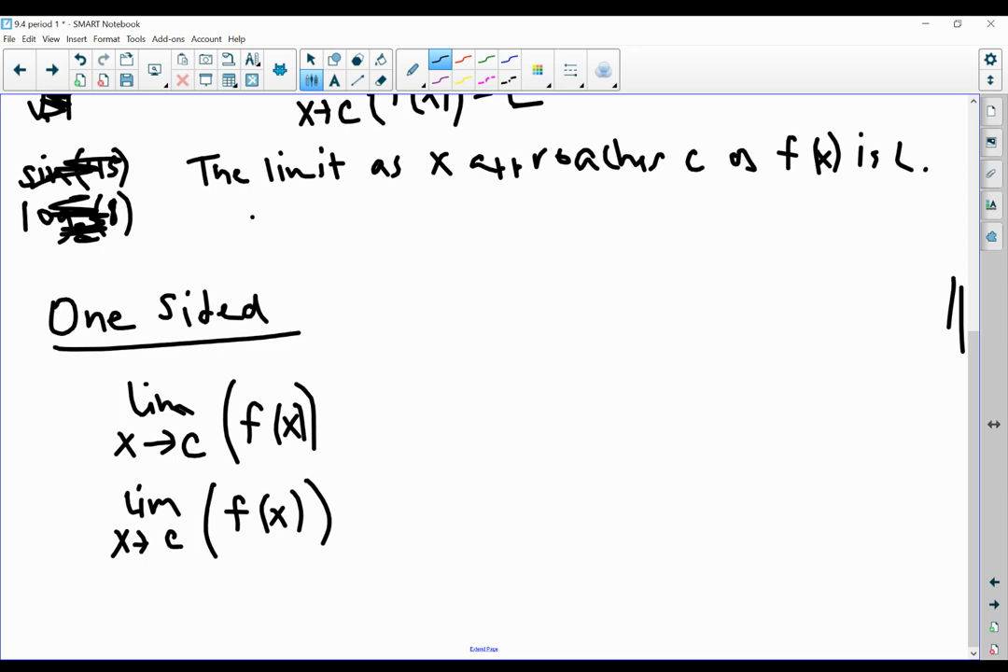Now, if I wanted to communicate that I'm only approaching the c x value from the left, after the c, I'm going to put a little negative sign as a superscript. And if I wanted to say from the right, I would put a little plus sign. So this means from the left. And I'm going to say that it's not going towards the left, it's coming from the left. And this means we're coming from the right.